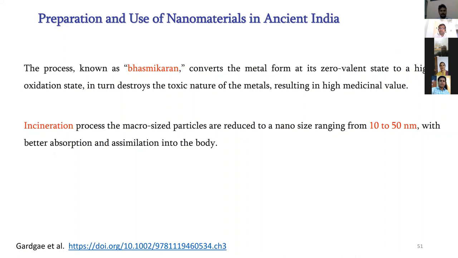So there's a process known as bhasmikaran, which converts a zero valent metal to oxide, which is less toxic in several cases. And that's why one can use the toxic metal as a medicine. And then once you convert that, you can also break those macro size particles into 10 to 50 nanometer by this concept called incineration. So they knew how to oxidize, they knew how to reduce the size of the particle. Because now with smaller size, you get better absorption, better treatment, better accumulation in your body.